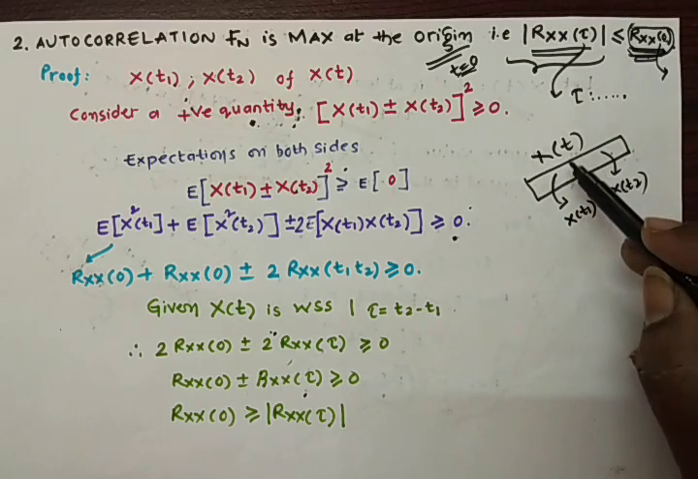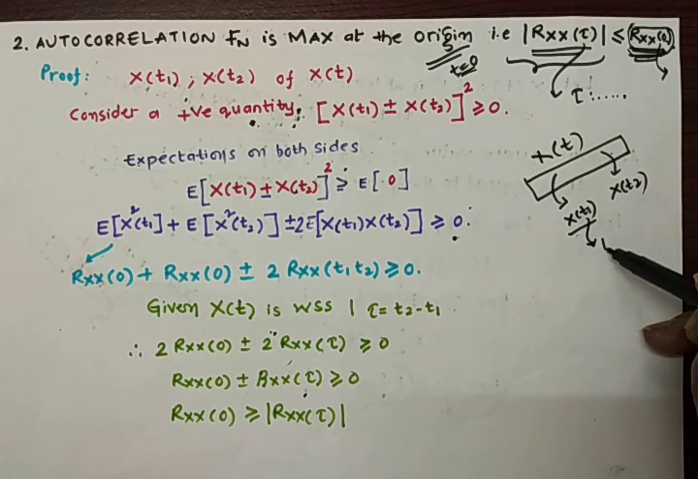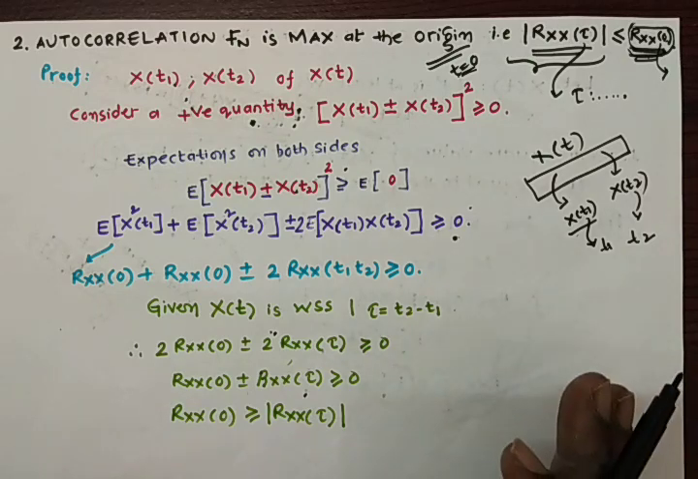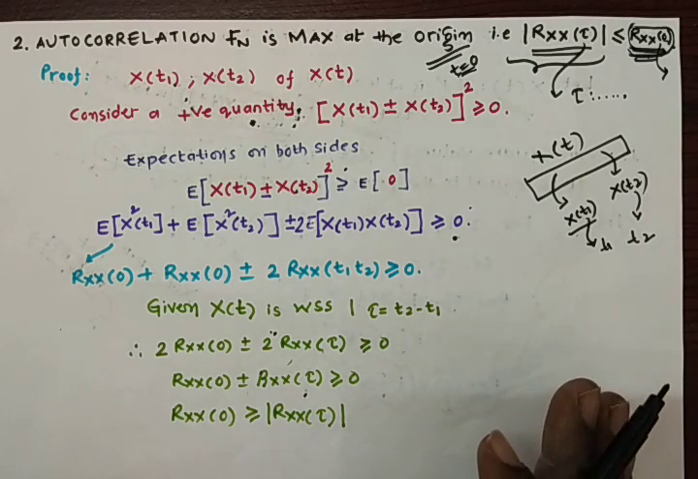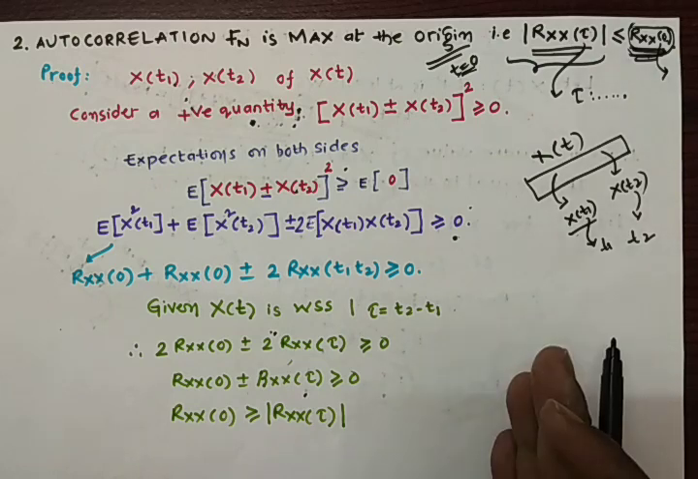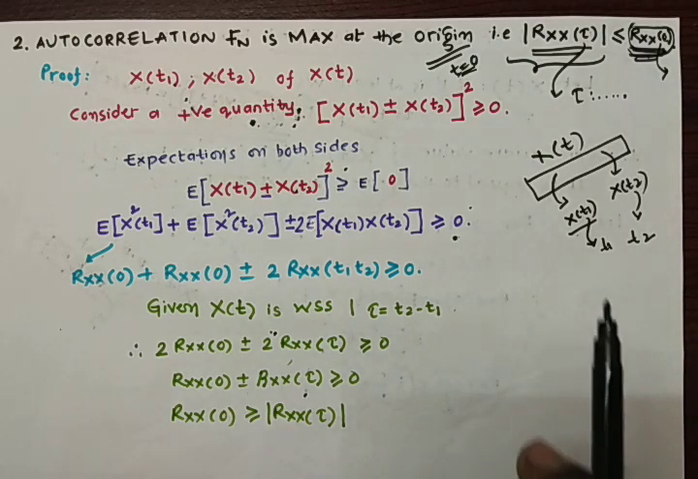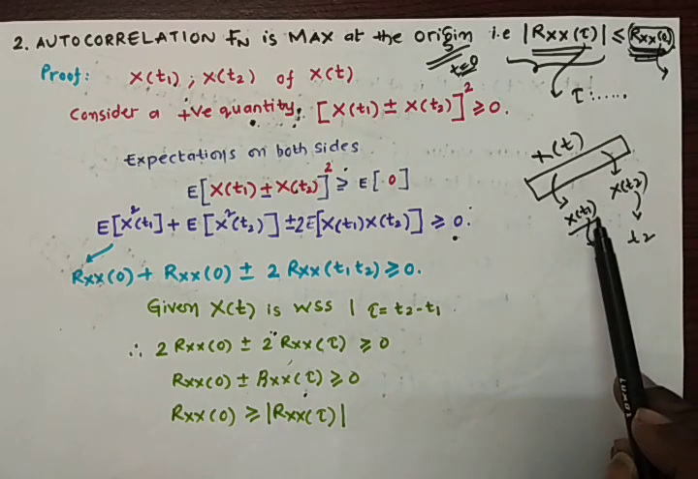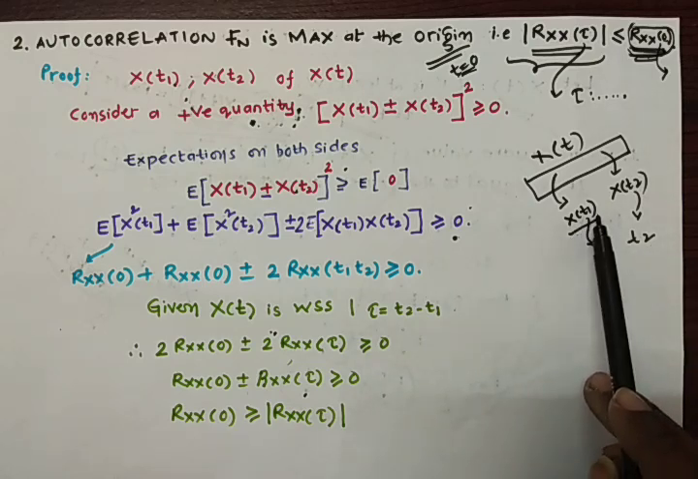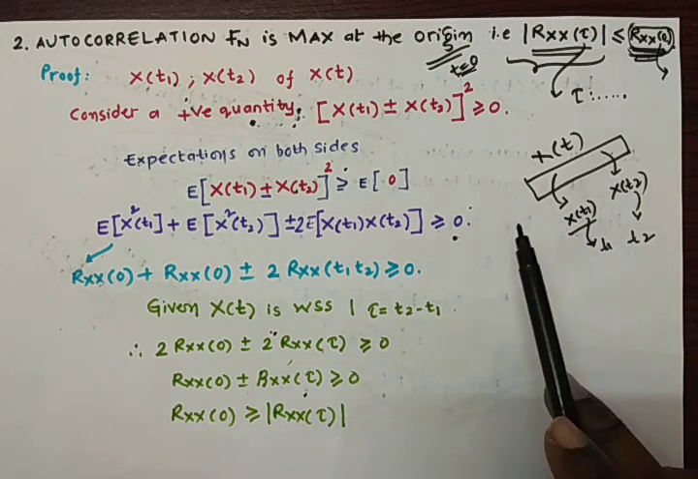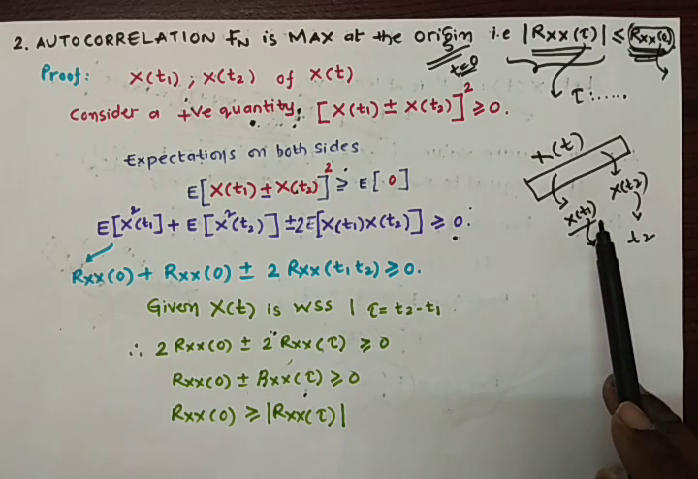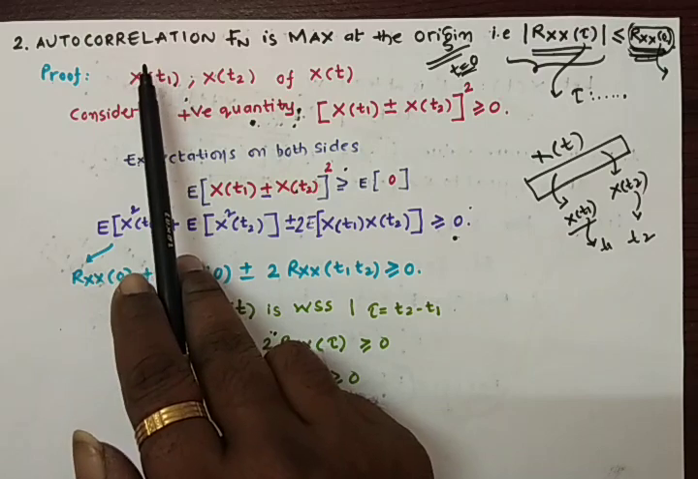These are the two random variables: one is a random variable at the time instant t1, and the other is the random variable at time t2. Here the point is very clear that autocorrelation can be defined within the same random process. It is between two random variables which belong to the same random process, and these two random variables can be chosen at two different instants of time t1 and t2. X of t1 is one random variable, X of t2 is another random variable, and t1 and t2 are two distinct time instants respectively.